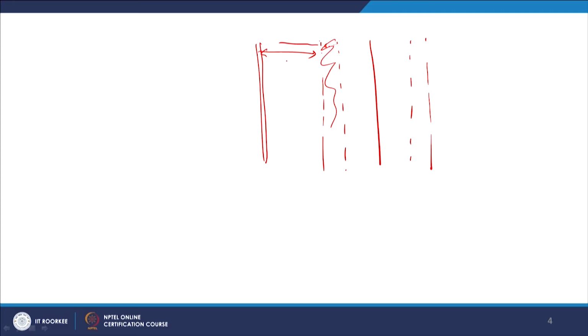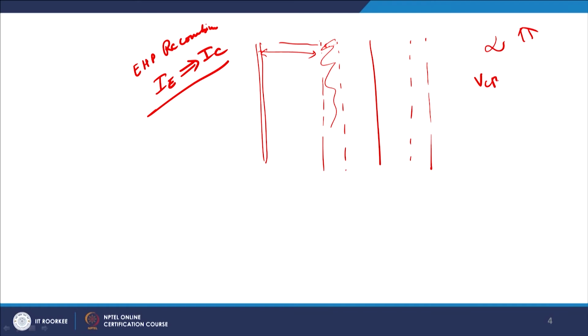right. As a result, the EHP, electron hole pair, recombination will also be reduced, and more of IE will be allowed to go to IC, and therefore your alpha value will increase, and as a result the current will not remain constant, but current will change with respect to VCB. Please understand this point very carefully.